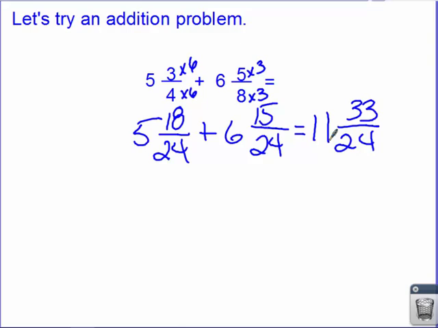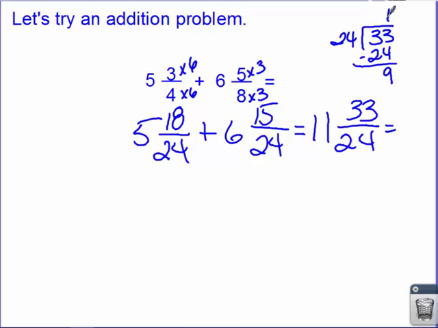Now, in this particular case, you'll notice the fraction is bigger on top than it is on bottom. So that means it is an improper fraction. So we have to simplify that. So let's take this 33 over 24 over to the side, and we'll do our division. So 33 divided by 24. How many times does 24 go into 33? One whole time. 1 times 24 is 24, and we subtract, and we end up with 9 left over.